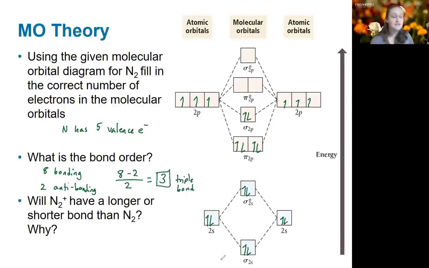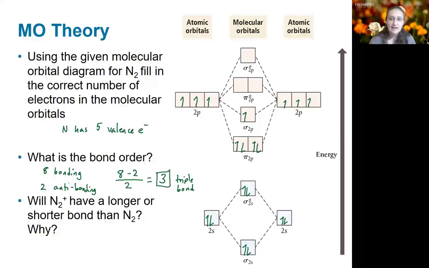I could also have calculated this ignoring the sigma orbitals because they're both bonding and the antibonding are equally filled. In that case, I would have had 6 minus 0 divided by 2, which is also 3. So either way, I conclude that nitrogen has a triple bond. For N2 plus, we need to consider removing one of these electrons. And so I would have a total of 9 electrons.